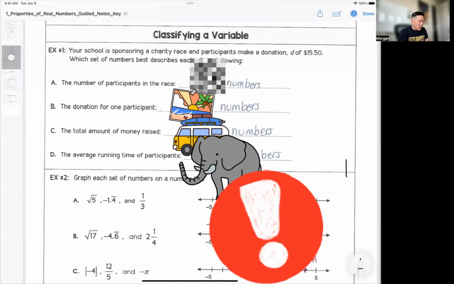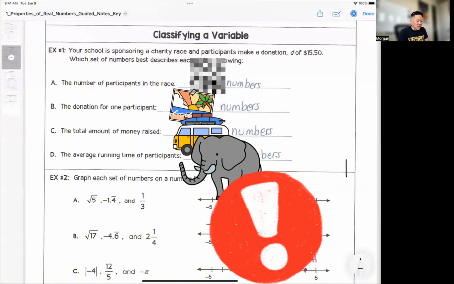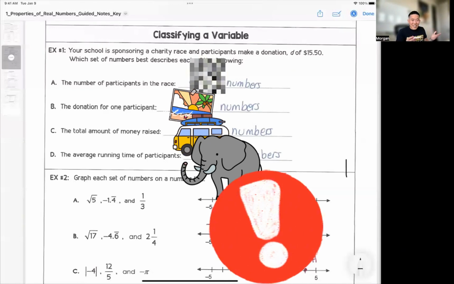The number of participants in a race. Think about it. Can I have negative participants? No, that doesn't make any sense. So take your guess and reveal. Those are whole numbers.